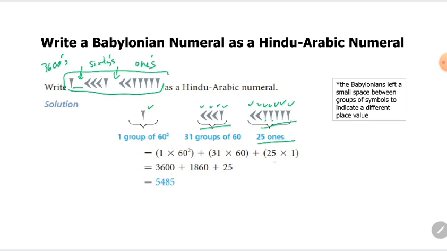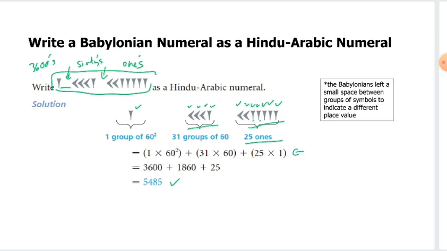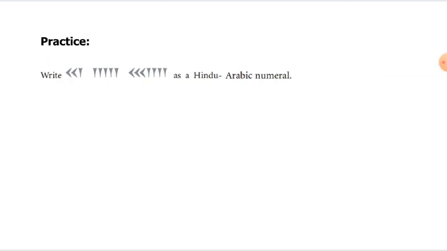So if you compute that, and if you put that first in expanded form, that's 25 times 1, and 31 times 60, and 1 times 60 squared, or 3,600. Total, which totals to 5,485. Okay, we have another here.